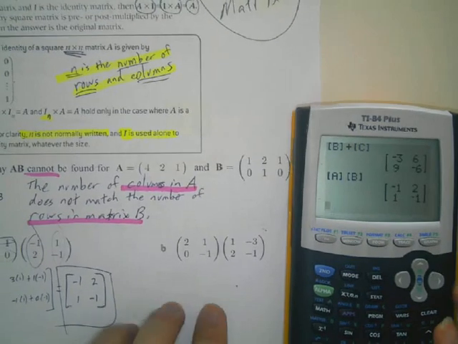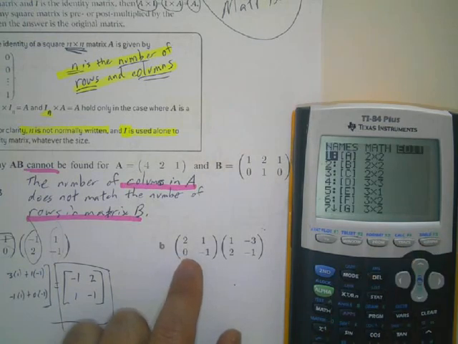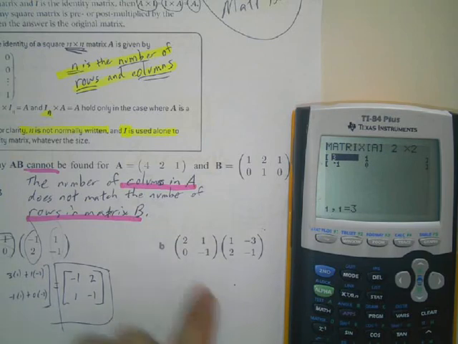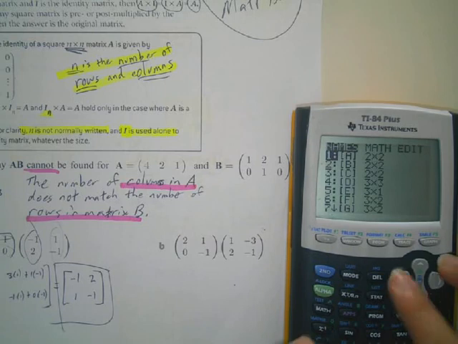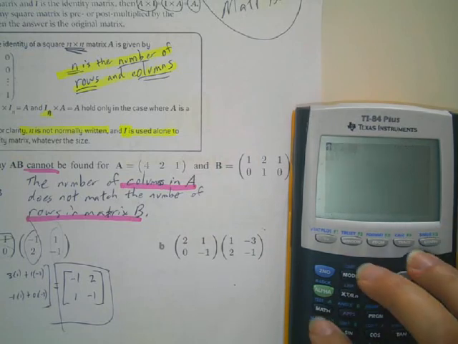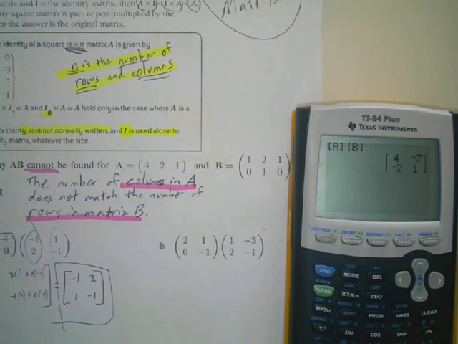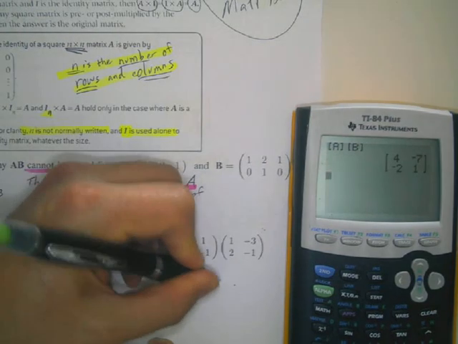Once again, I'm going to do this one with the calculator too. Okay, 2, 1, 0, negative 1. Okay, let's enter the next matrix, which is 1, negative 3, 2, negative 1. Second mode to quit. Second x negative 1. Okay, got the first matrix times the second matrix, enter, and I get 4, negative 7, negative 2, 1.